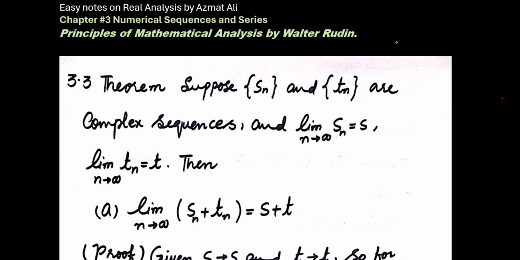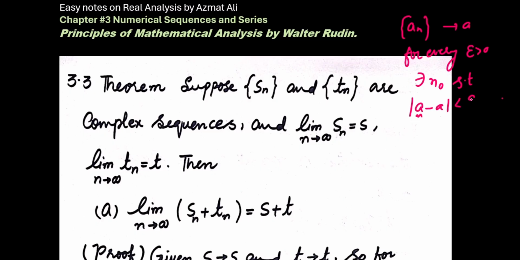A sequence an is called a convergent sequence, and it converges to a, if for every positive real number epsilon there exists a positive integer n naught such that the absolute difference of an minus a is less than epsilon for all n greater than or equal to n naught. So this is the definition of convergent sequence.